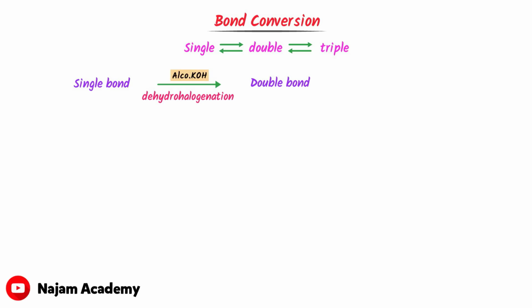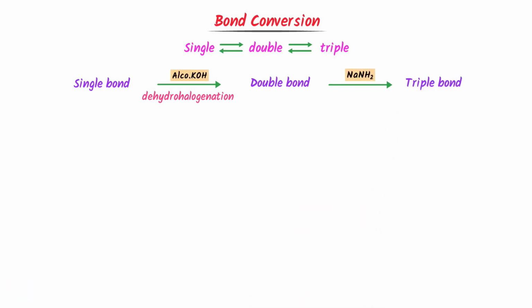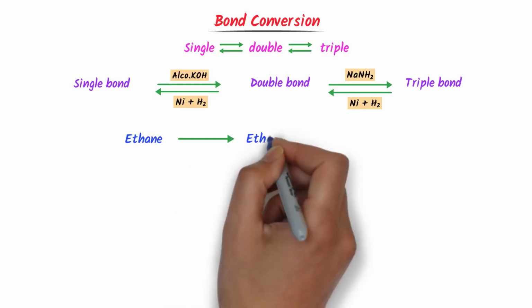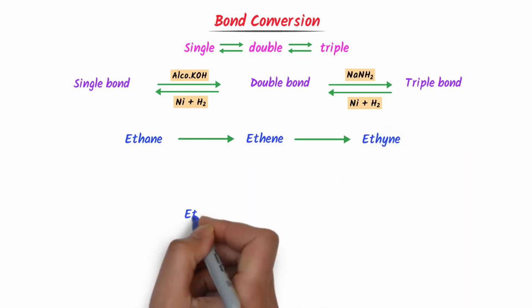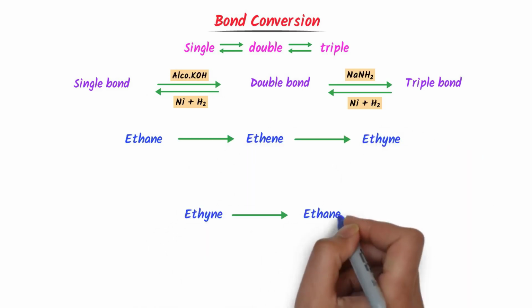To do so, we add alcoholic potassium hydroxide and we get double bond. In case of double bond, we add sodium amide to it. We get triple bond. In opposite case, we can convert triple bond to double bond and double bond to single bond by reducing them. In order to reduce them, we just add nickel plus hydrogen to it. Hence note down these important conversions.